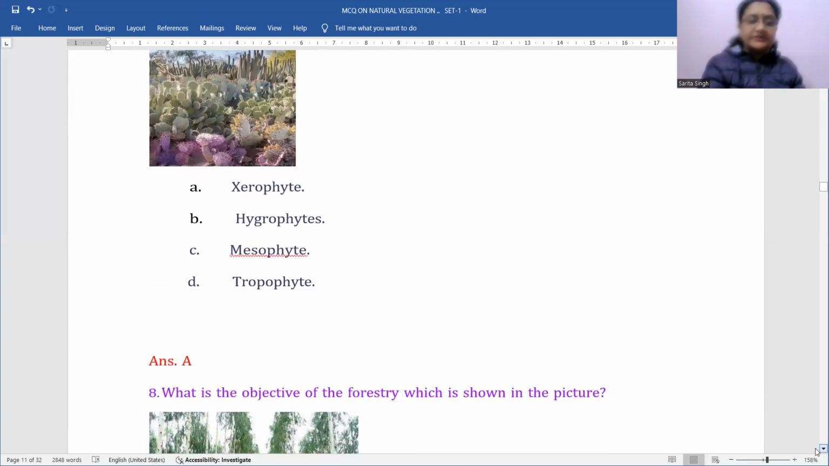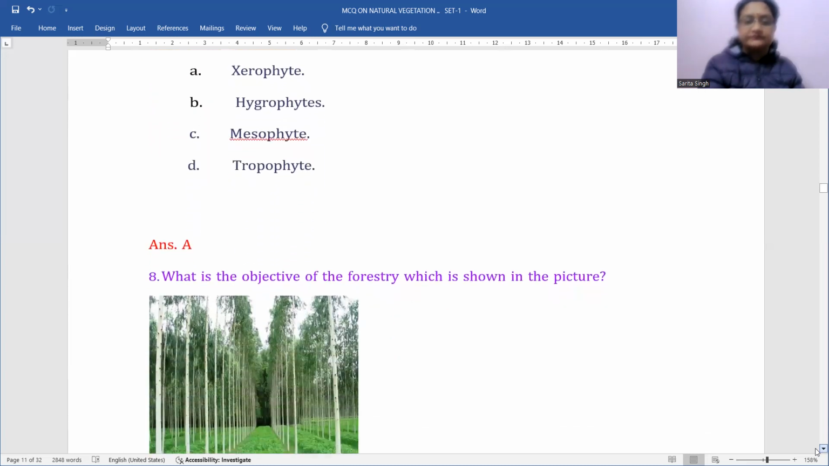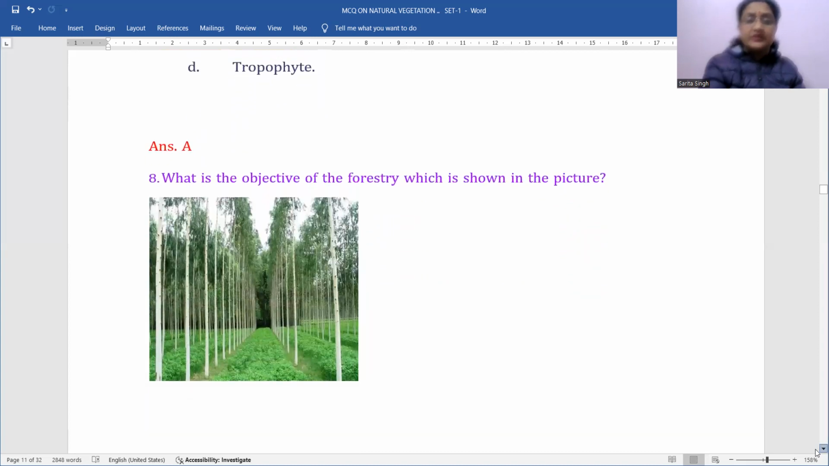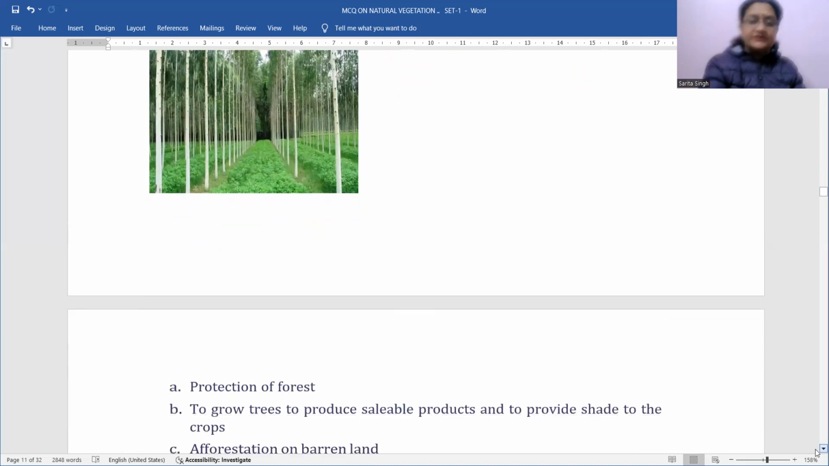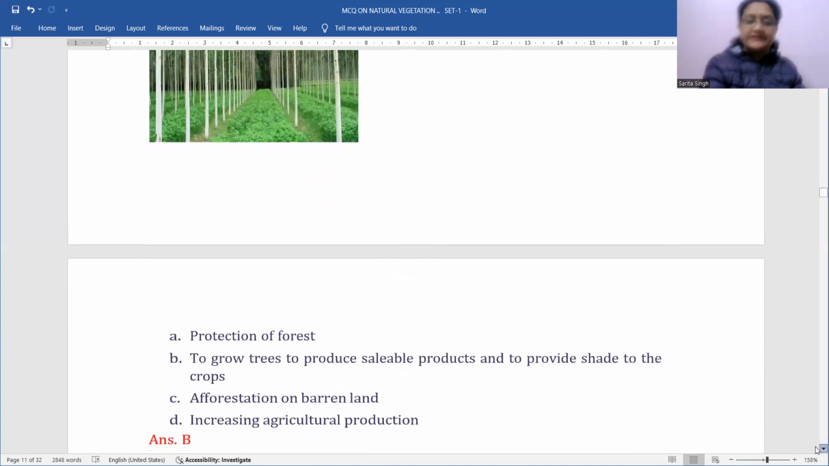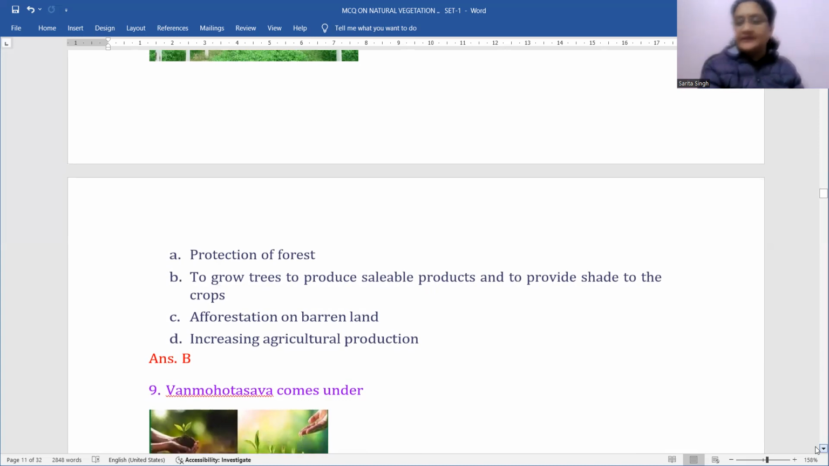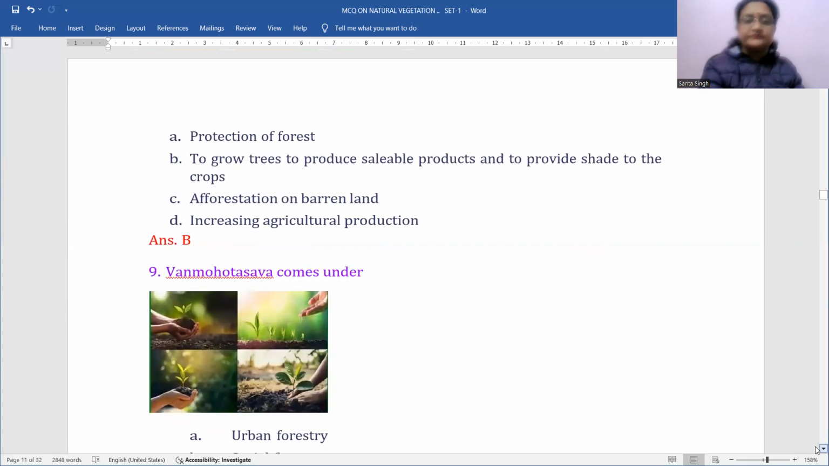Okay. Next question is, what is the objective of the forestry which is shown in the picture? Yes, the objective of this type of forestry is, what can be the answer for this? और इसके options जो हैं आप देख सकते हो, protection of forest, to grow trees, to produce sellable products and to provide shade to the crops, right? Number 3 is afforestation on barren land. And number 4 is increasing agricultural production. Answer will be B.